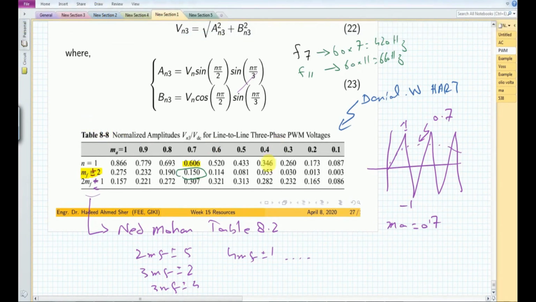Thereafter, if we see this table 8.8, the next harmonic content appears at around 2 m of f plus 1 is 1. So 2 m of f plus 1 is 1 means that we have 2 into 9 plus 1 is 1, and that is equal to, it should appear at 17th and the 19th harmonic.